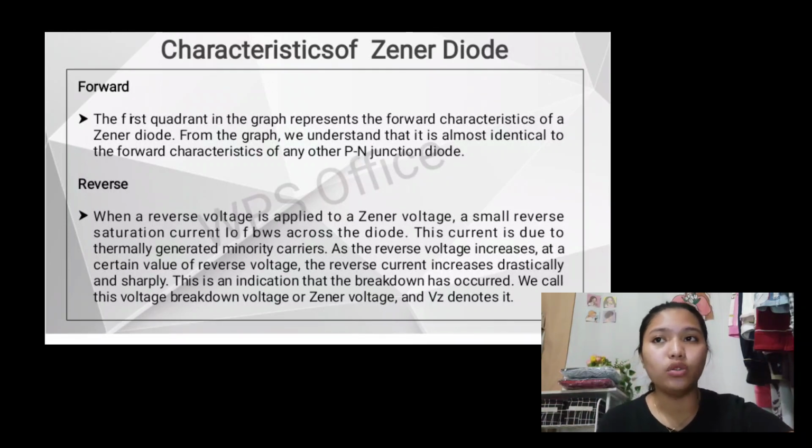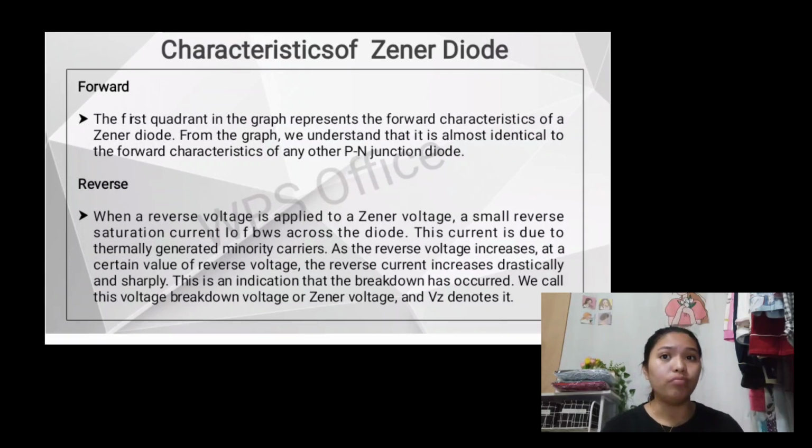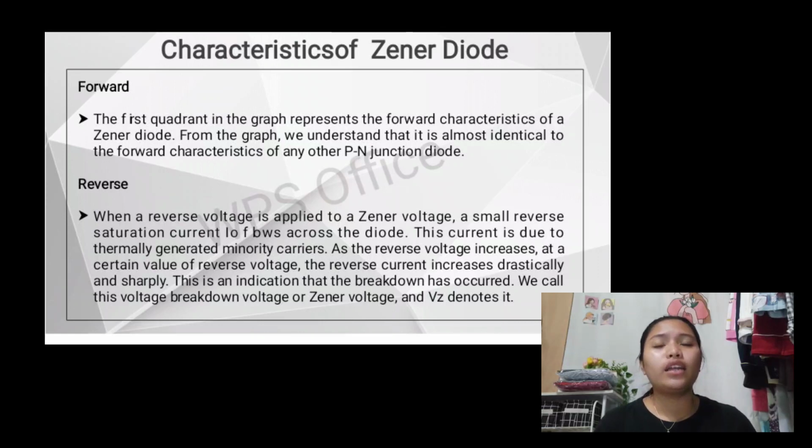Next is the reverse bias. When reverse voltage is applied to a Zener diode, a small reverse saturation current flows across the diode. Reverse bias refers to how the diode is used in a circuit. If the diode is reverse biased, the voltage at the cathode is higher than at the anode. Therefore, no current will flow until the electric field is high, then the diode breaks down.